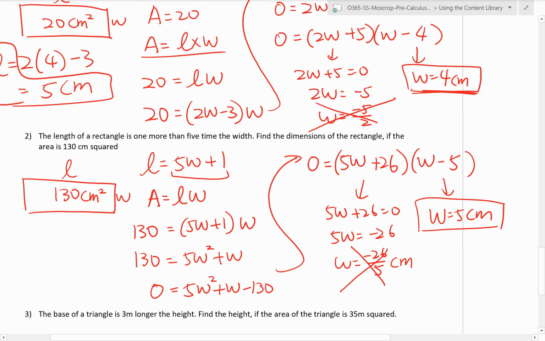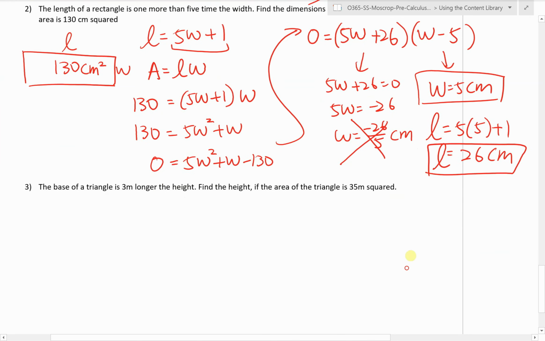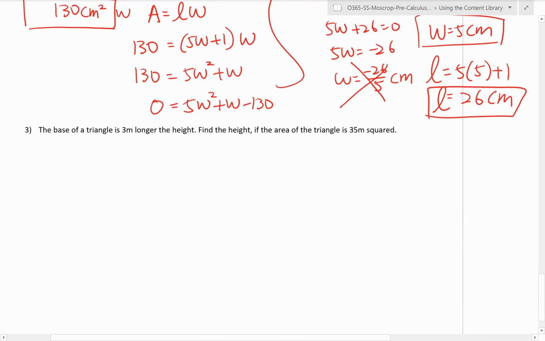Okay, so then again, we can find the length quite easily by plugging into the length equation. Length is 5 times width plus 1. 5 times 5 is 25, plus 1 is 26 centimeter, and that is your length right there. Okay. All right. Last example. Again, I'll ask you to try it.